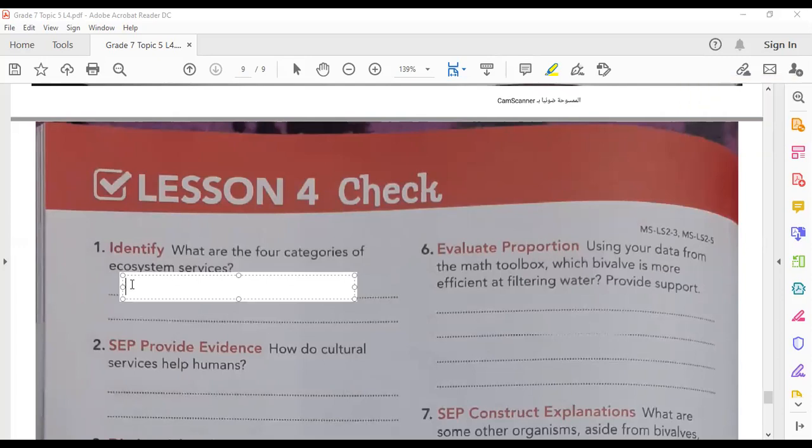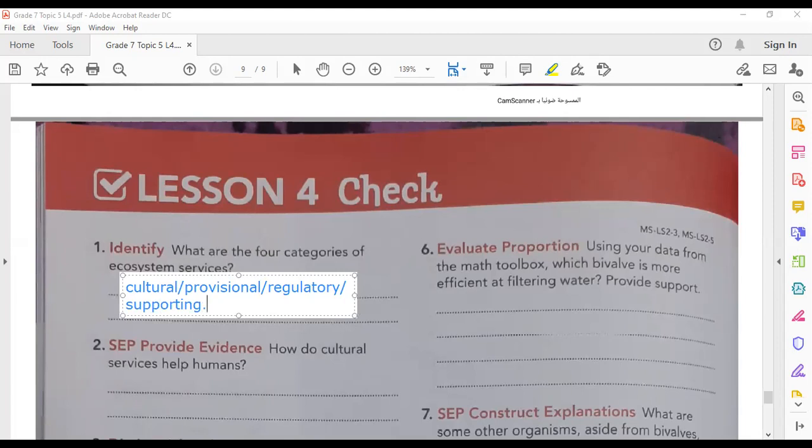Cultural, provisional, regulatory and supporting services. What's wrong with the type cultural? There are four. Cultural, provisional, can you help me? Regulatory. Exactly. Regulatory service. Supporting service. And finally, supporting services. So we have four categories of ecosystem services: cultural services, provisional services, regulatory services, and supporting services. This is very simple.